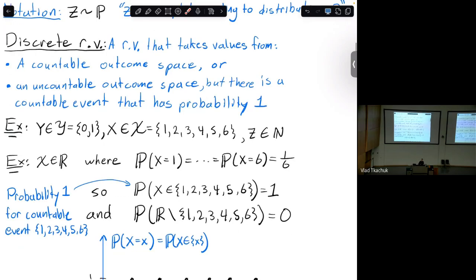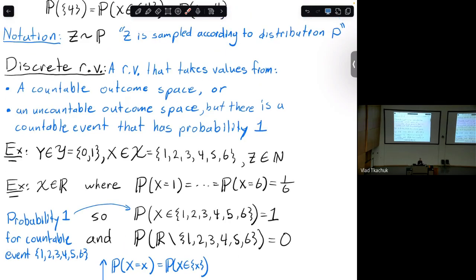Okay. So we start with defining this object called a discrete random variable. All you really need to know is this: our random variable is discrete if its outcome space is countable. That means it's countable or finite, basically. Countable means that it's also finite. So the natural numbers are, for instance, a countable outcome space that you can use.